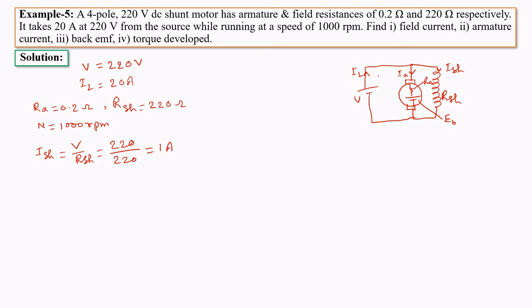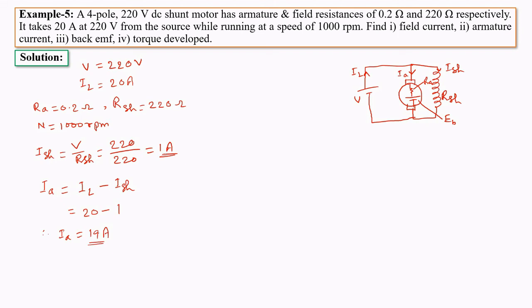Now the armature current of a DC motor can be calculated by IL minus ISH. Here IL is 20, given ISH is 1 ampere. Therefore, the armature current will be 19 ampere. So this is the field current. This is the armature current.